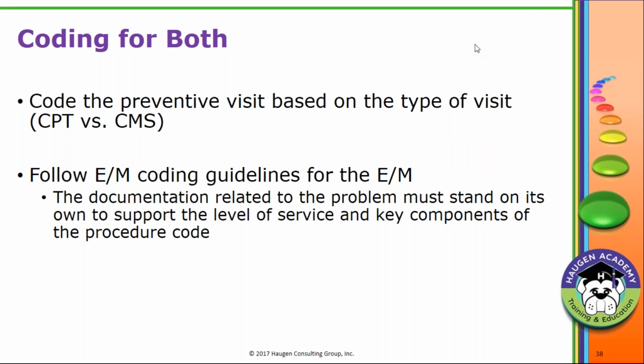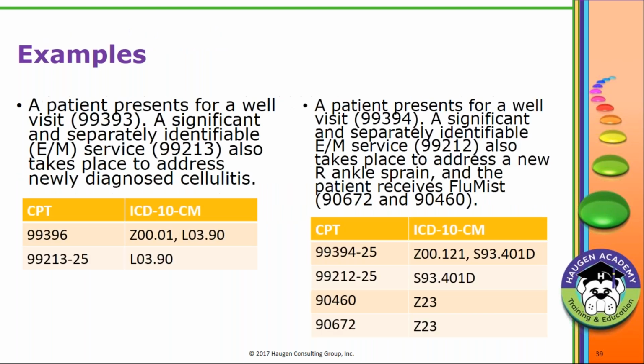Okay, so just to review everything we talked about, when we are coding for both the sick visit and the preventive visit, you're going to code the preventive visit based on the type of visit, and you're going to have to follow either your CPT codes or your CMS guidelines if you're billing a Medicare wellness visit. And then you'll follow your E&M coding guidelines for the E&M. So the documentation has to stand on its own and support the level of service based on the key components. You're going to go over your history, your exam, your medical decision making, and count what type of E&M service can be supported, or if the provider is calling out that separate E&M service by time, you'll see what your time supports. And then I did have some examples to review.